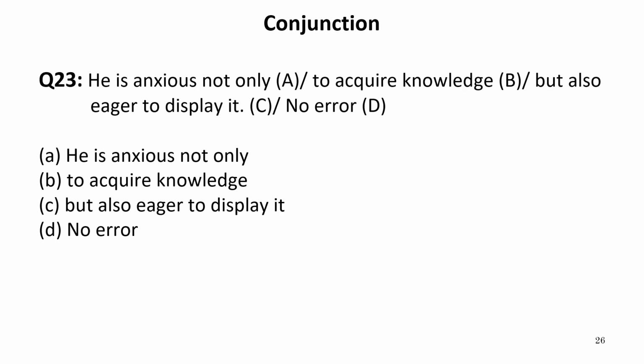He is anxious not only to acquire knowledge but also eager to display it. The same thing happens over here as well. Not only, we have to see the position; there are two things. He is not only anxious but eager as well. So the position of this word is incorrect, it should be placed before the word anxious. So the correct sentence is, he is not only anxious to acquire knowledge but also eager to display it. Therefore the error is in part A. So our answer is A.